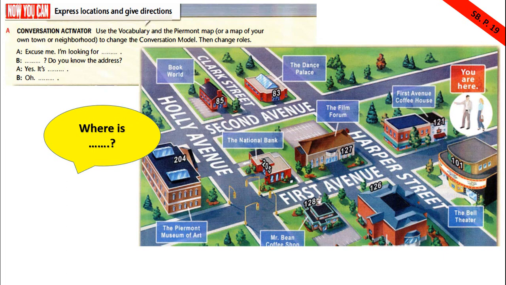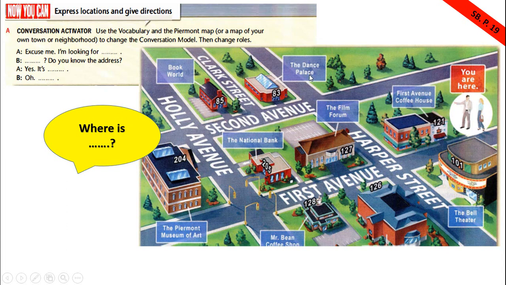You can use the map, or your own town or neighborhood, to change the conversation model. I can use this map, or I can use a map of the place where I live. And we can practice this small dialogue. Excuse me, I'm looking for a place. And here we have confirmation. Do you know the address? Yes, it's okay. So I can complete the dialogue and the conversation. Try to imagine that you are here, on this side.